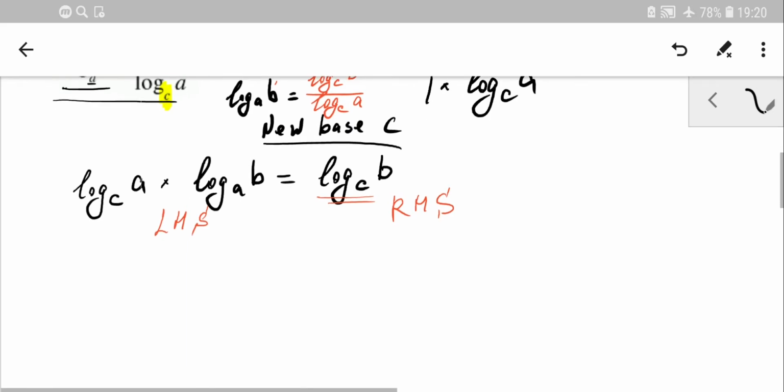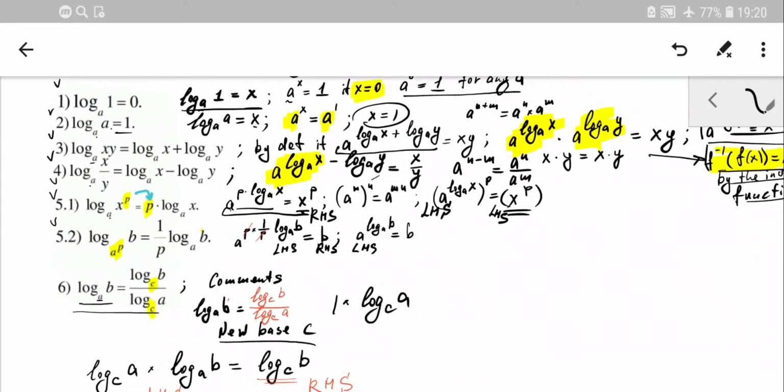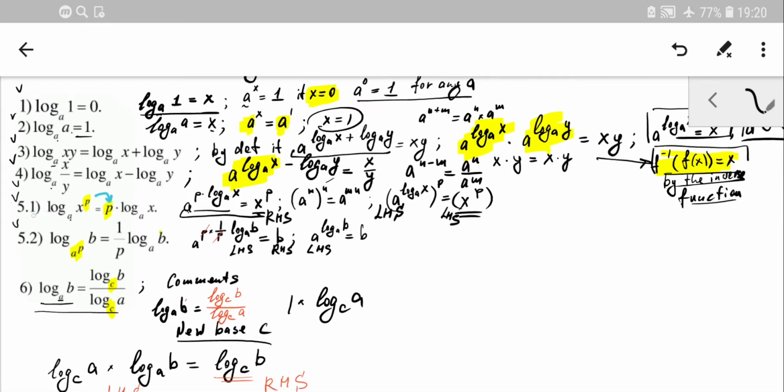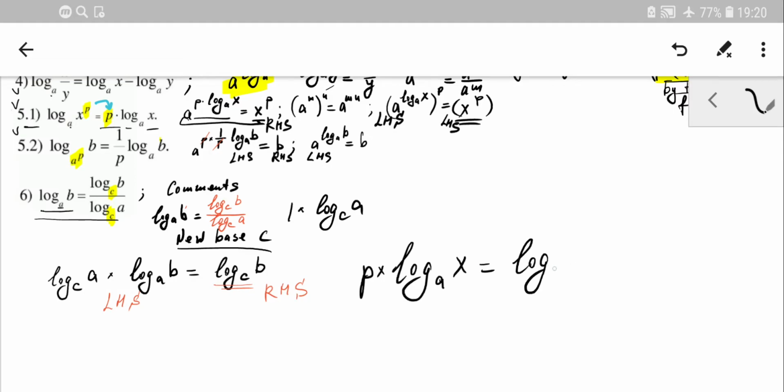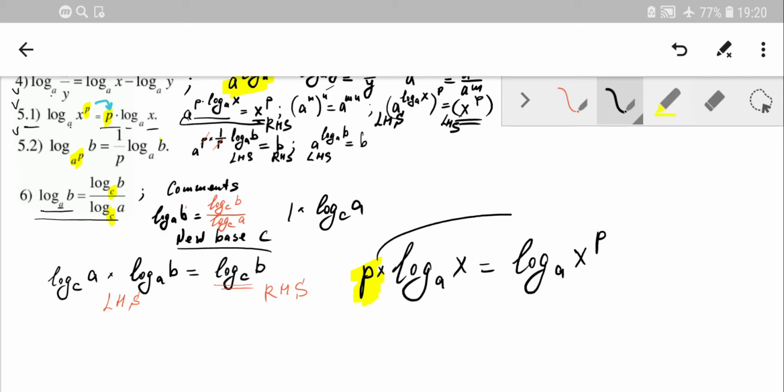Oh, okay, so I found it. Let's try to use the property 5.1, which is this one. So one more time, I rewrite how it looks, and I just want to start from the right-hand side. If we have some number or expression p times log_a x, we will get, according to the formula, log_a x to the power of p. So simply the factor before log goes on the top as the power.